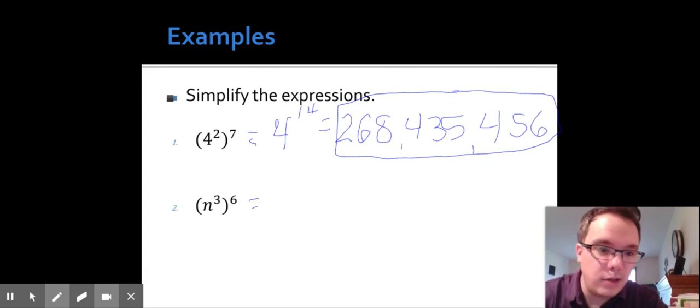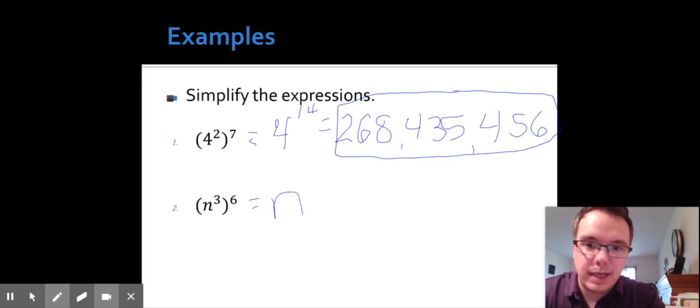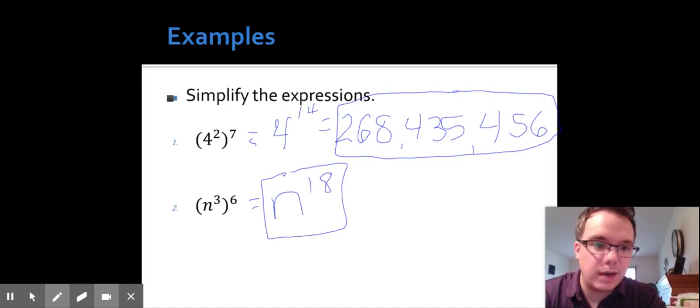If I take n cubed to the 6th power, I'm going to keep my base the same and take my exponent outside, 6, times my 3 to get 18. And n to the 18th is already in its simplest form, so that is our answer.